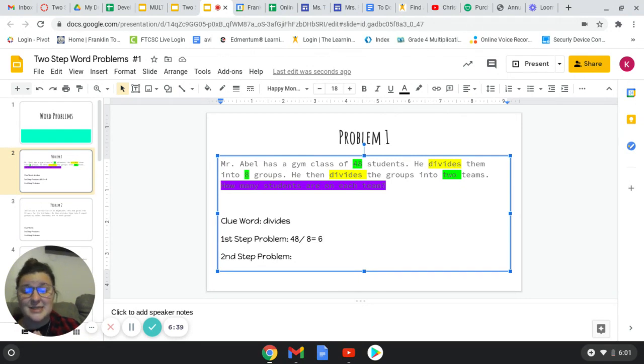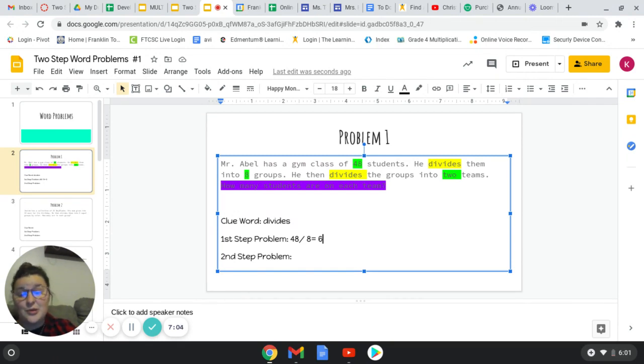Okay, so there are 6 students on each team, but how many teams? You have to figure out how many students are on each team. Okay, so we know that there are 6 students in each group.